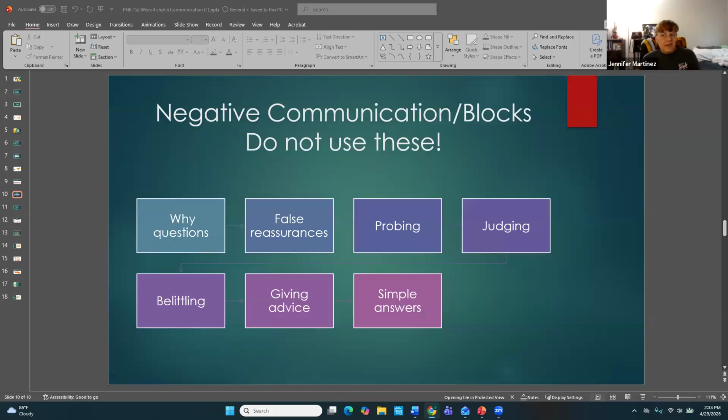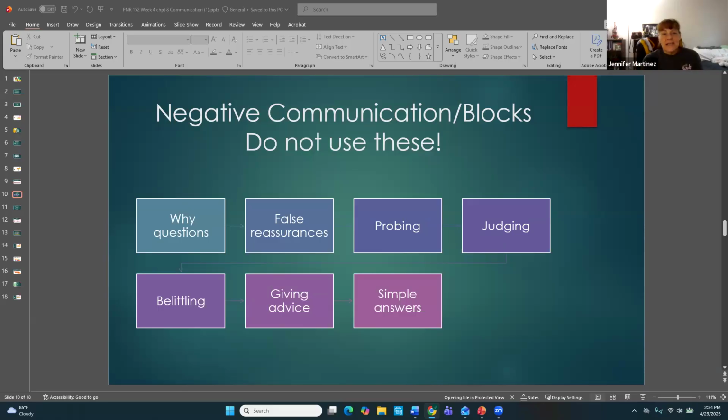Some of the other negative communication blocks. These are interesting, and I know I've done some of these myself, not necessarily on purpose, but just not paying attention to what I was doing. But why questions? Why do you smoke? Why do you drink? Why do you do drugs? Right? Those can put somebody on the defensive. And so again, try to avoid those why questions.